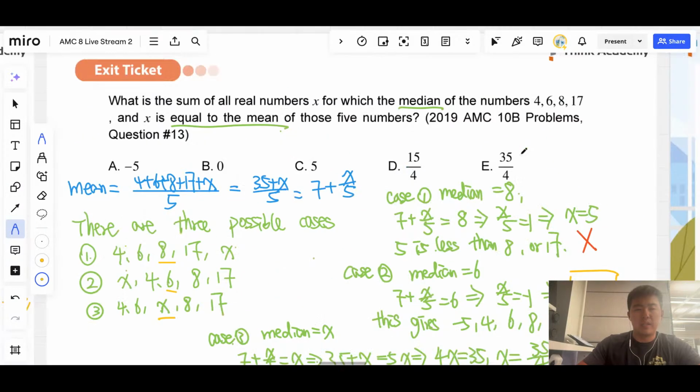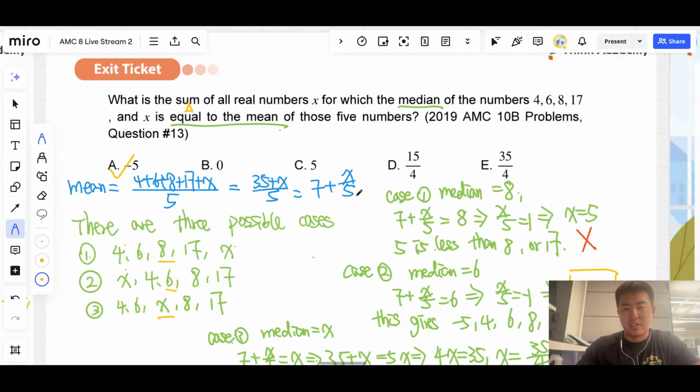And I think the question is asking for the summation of all the real numbers. There's just one case, so the summation is just the number itself, right? So we choose A, -5 on this exit ticket. All right, this is a challenging problem, but we definitely solved it.